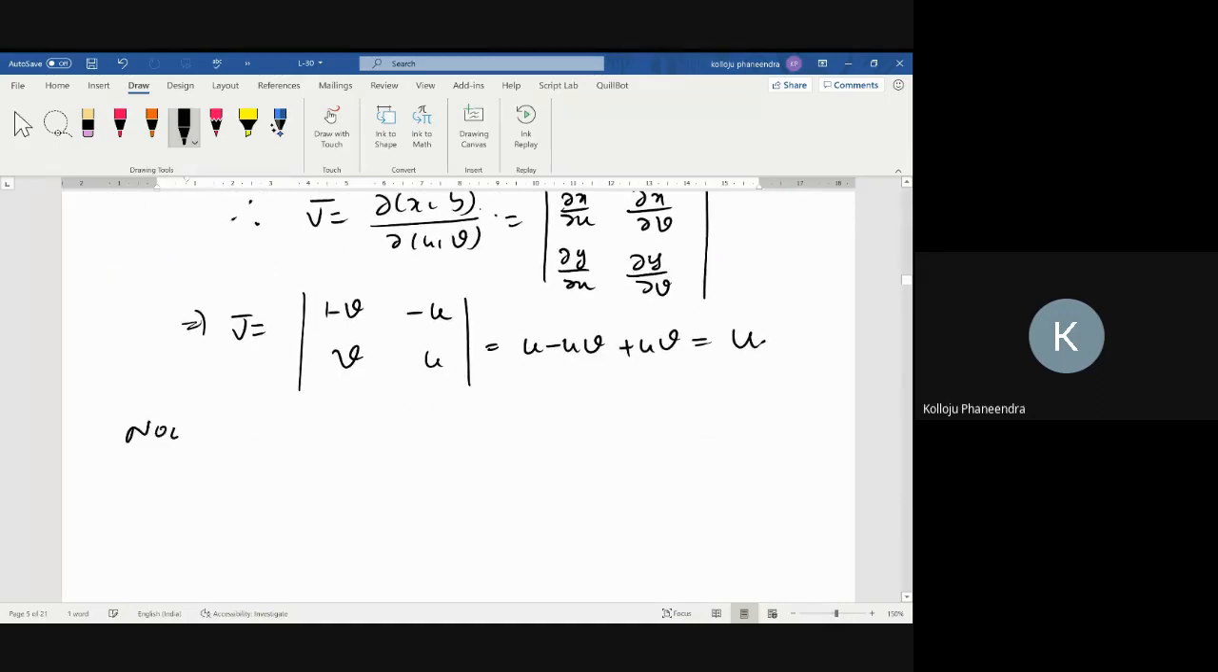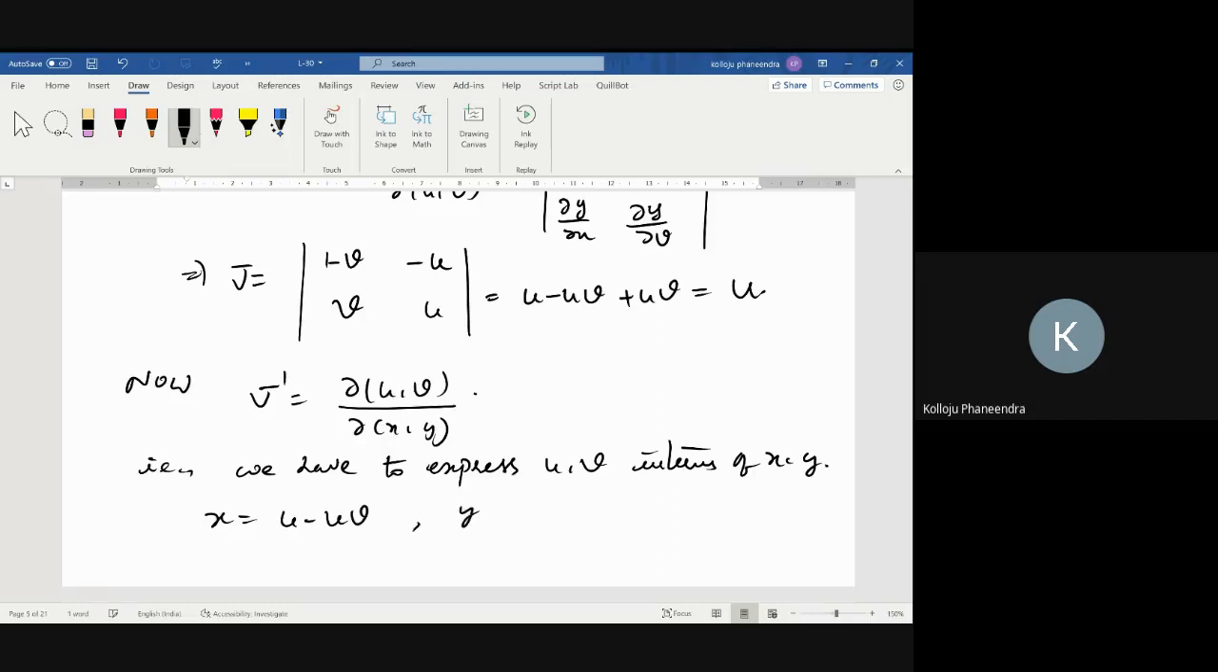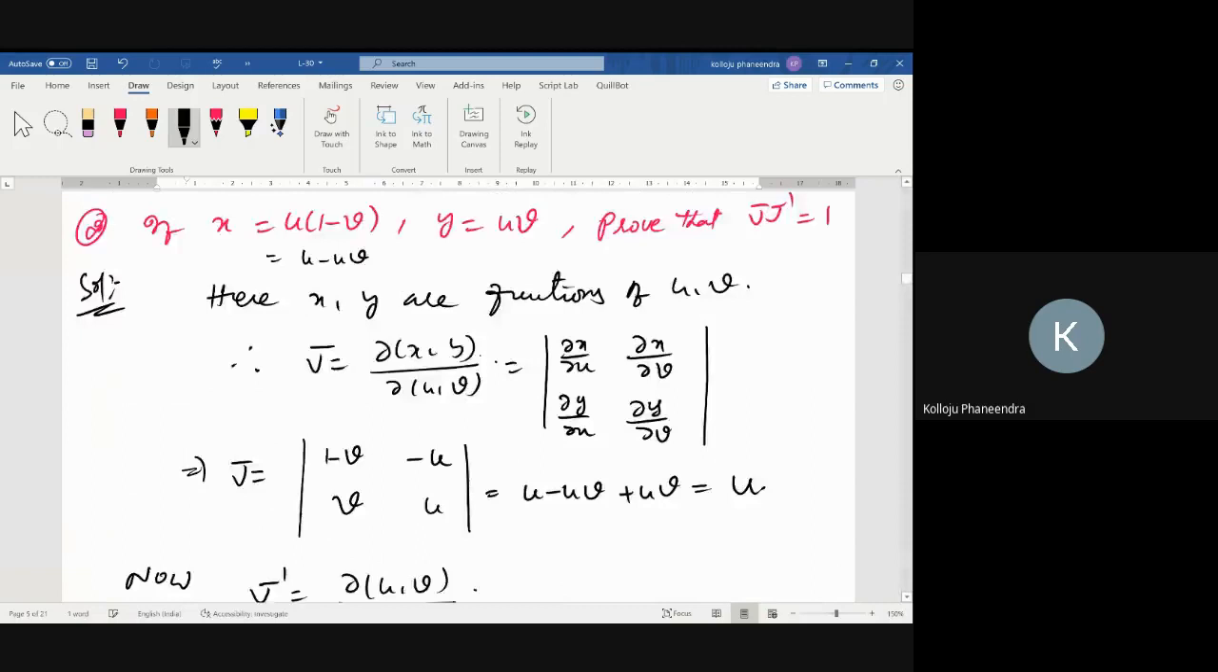Now J dash stands for what? Reverse. J dash stands for the Jacobian of uv with respect to xy. That means we have to express uv in terms of x and y first. What is x equal to here? u minus uv, and y equal to what? uv, is it correct?